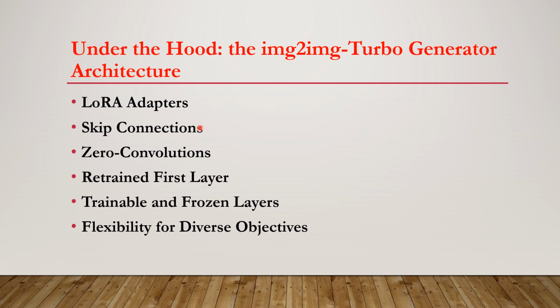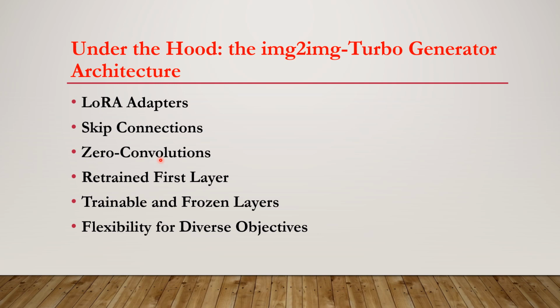Next, skip connections. Well, these connections directly copy information from the input image to later layers in the network, which ensures that crucial structural details from the input image are retained throughout the translation process, which results in a translated image that faithfully reflects the original scene layout.